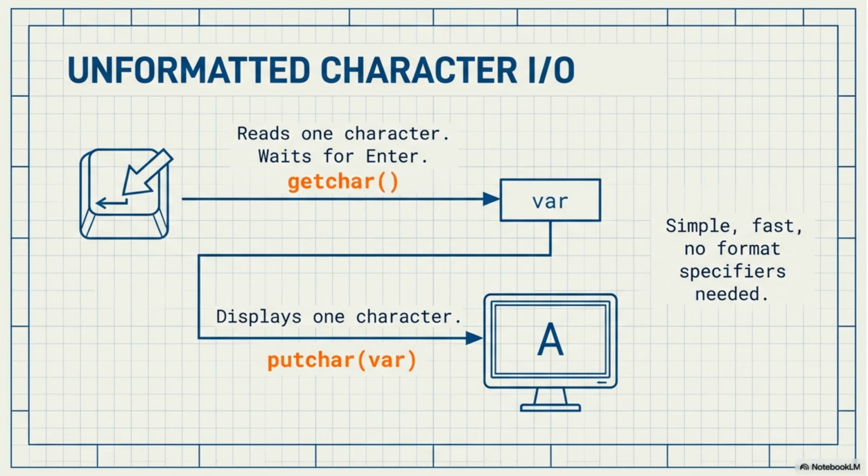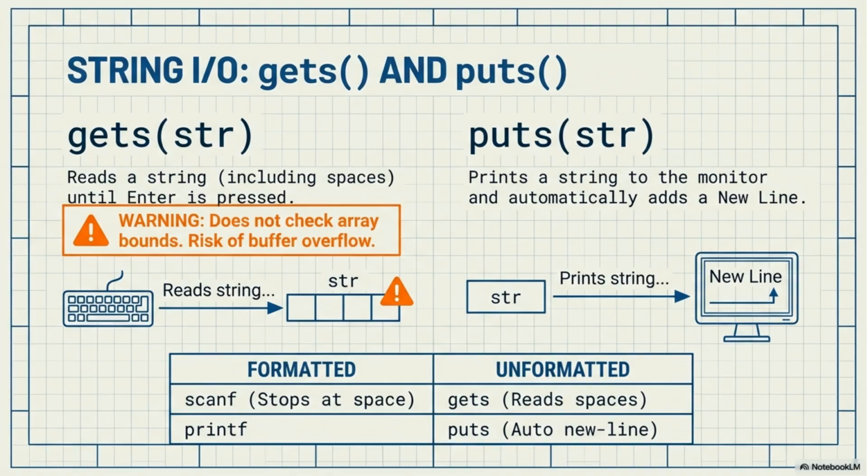Unformatted character I/O uses getchar, to read one character, and putchar, to display one character. This method is simple, fast, and does not require format specifiers. For string I/O, gets(str) reads an entire line, including spaces, but be aware of the risk of buffer overflow. puts(str) prints a string, and automatically adds a new line.